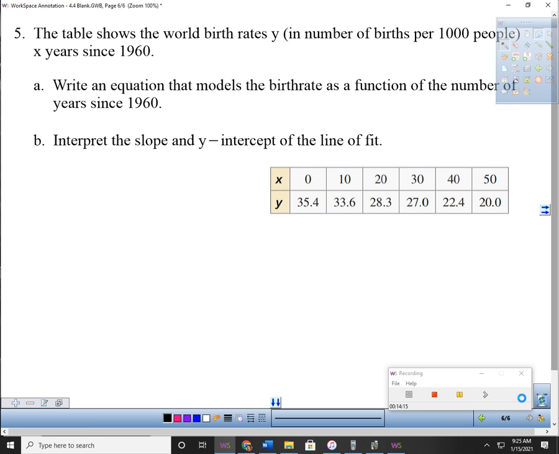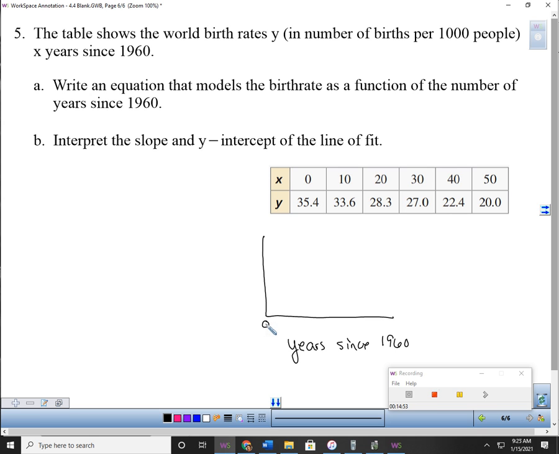All right, so let's look at number 5. We're going to go ahead and do this one. In the table, we're showing the world birth rates in number of births per 1,000 people, X years since 1960. All right, so I'm going to put this on here just so we can kind of see what we're doing. So the x-axis represents years since 1960.